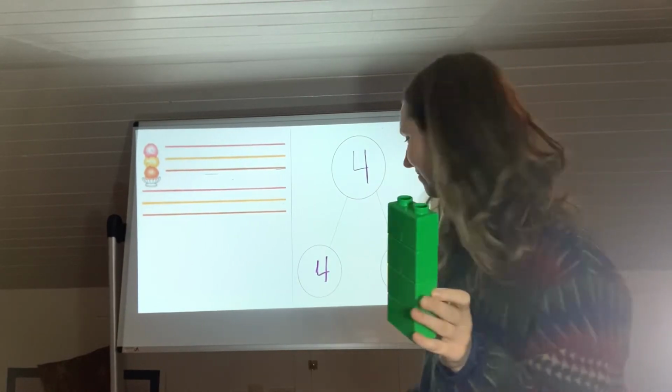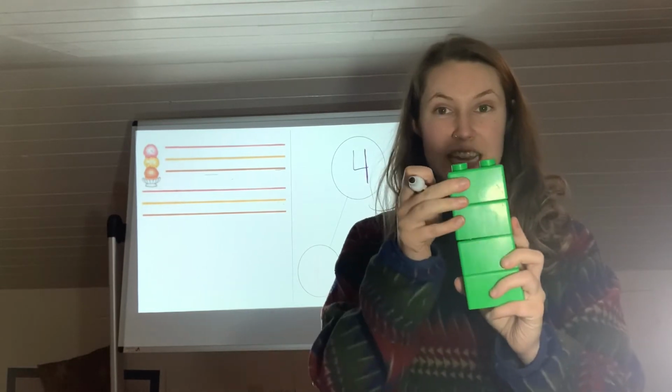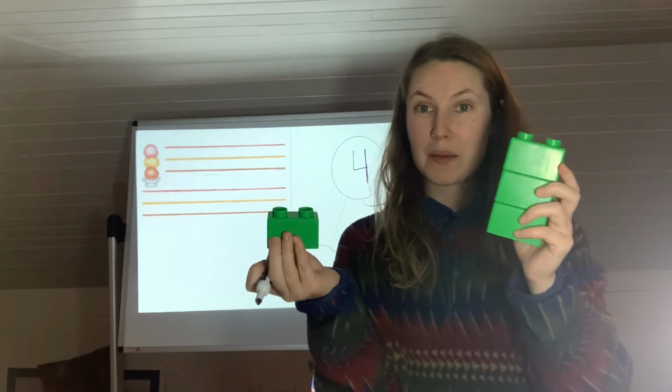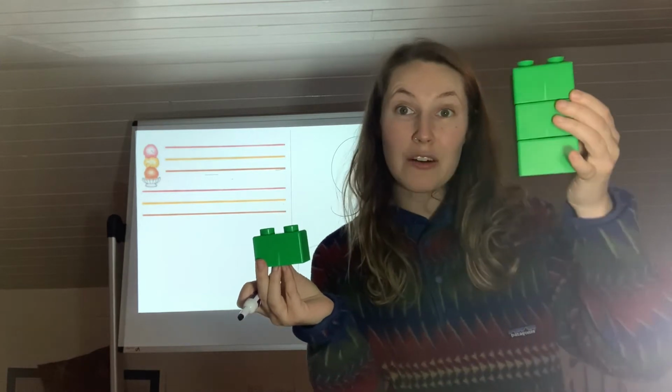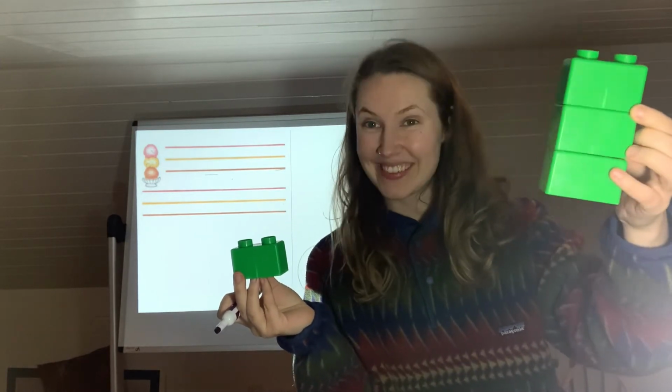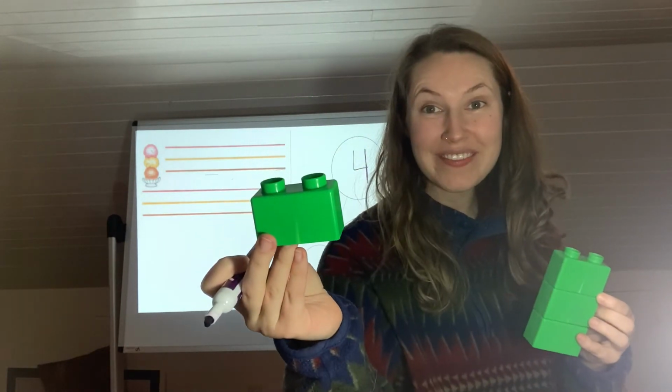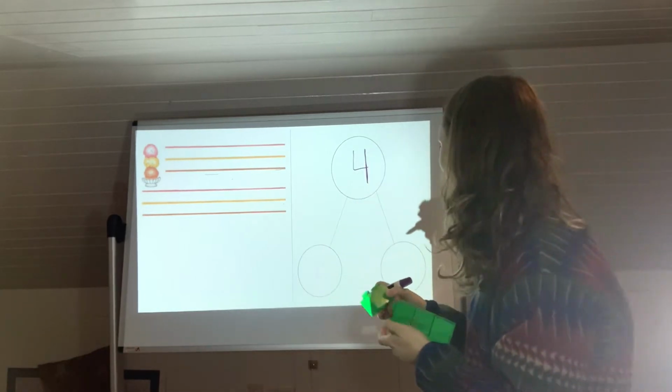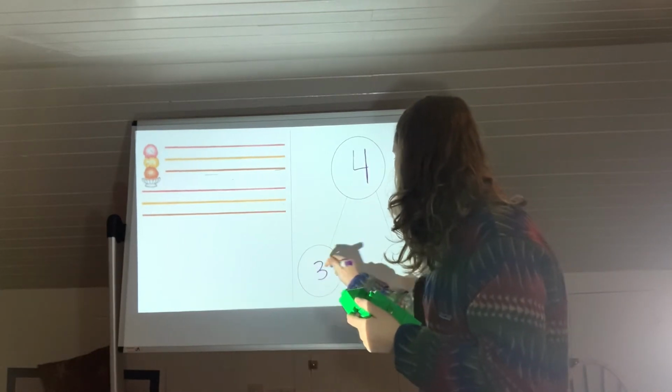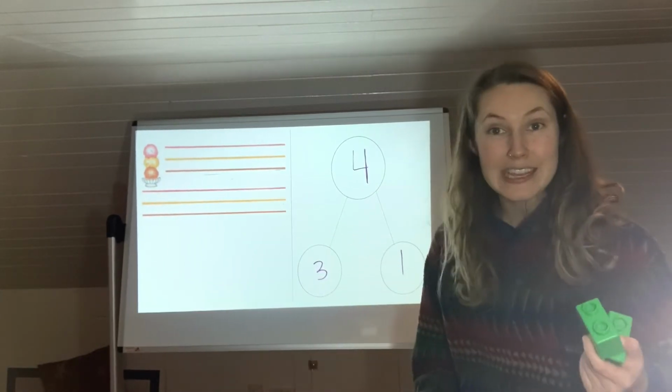Let's try another way. What happens if I take one of these blocks and put them in my other hand? Now I have one group of 3 and one group of 1. Very good. So 3 and 1 is another way that I can make 4.